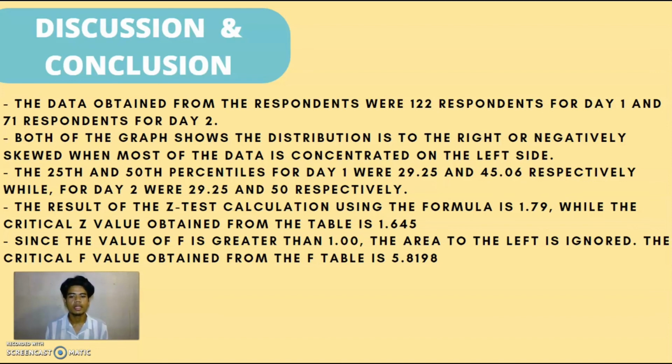So the result of the Z-test calculation using the formula is 1.79, while the critical Z value obtained from the table is 1.645. Since the value of F is greater than 1, the area to the left is ignored. The critical F value obtained from the F table is 5.8198.